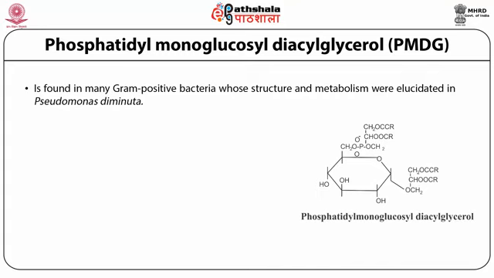However, the structure and the metabolism of phosphatidyl monoglucosyl diacylglycerol were elucidated in a gram-negative bacteria, Pseudomonas diminuta. The structure of which has been shown below.